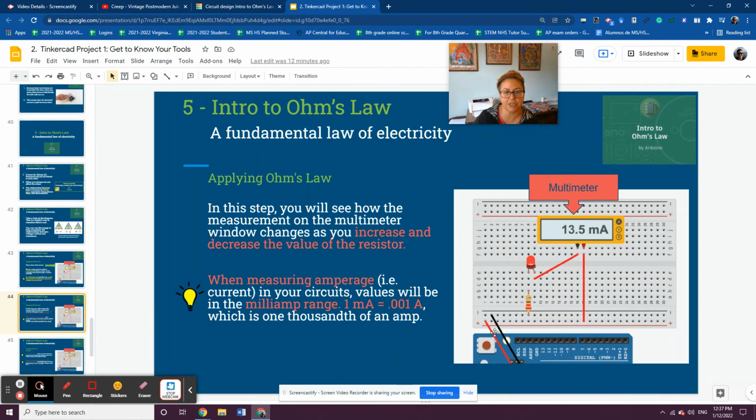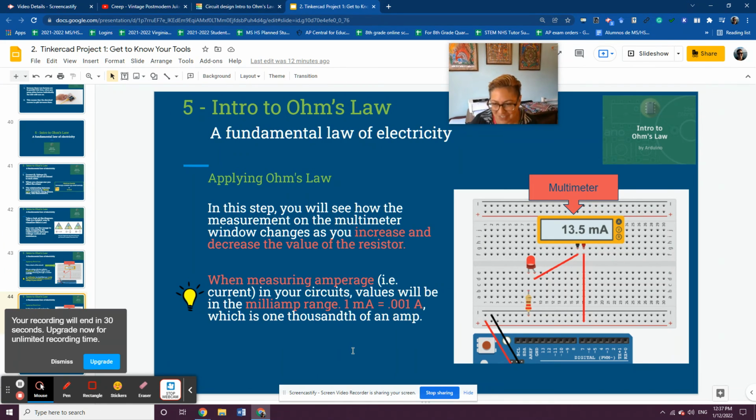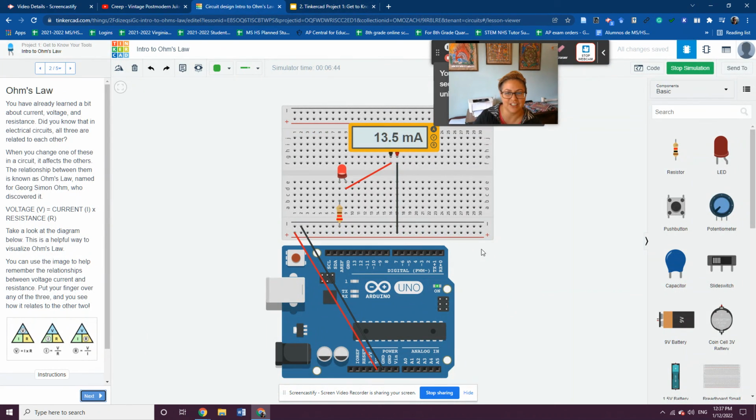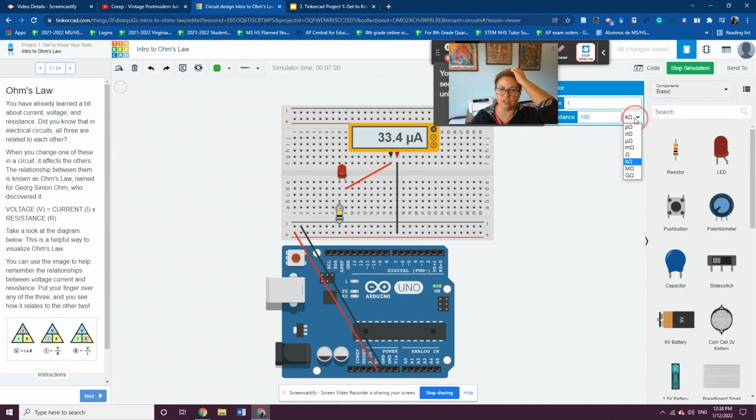In this particular step, you are going to see the measurement on the multimeter increase and decrease as you increase and decrease the value of the resistor. So if we click on this and change it from, say, 100 ohms to 100 kilo ohms, take a look at that LED light. Look how much darker it is. Look at that difference.